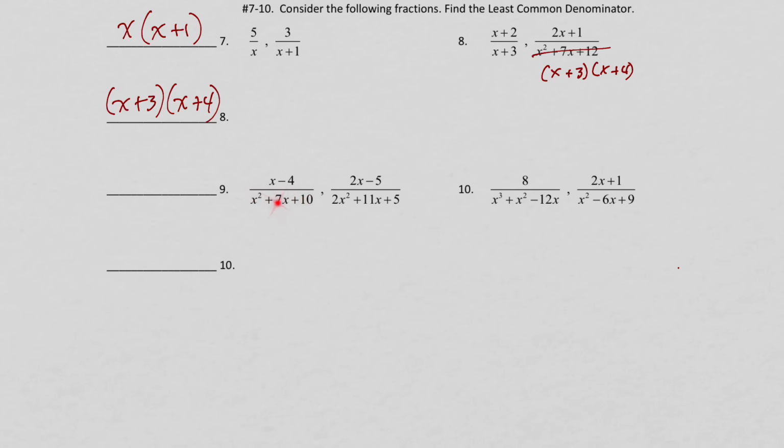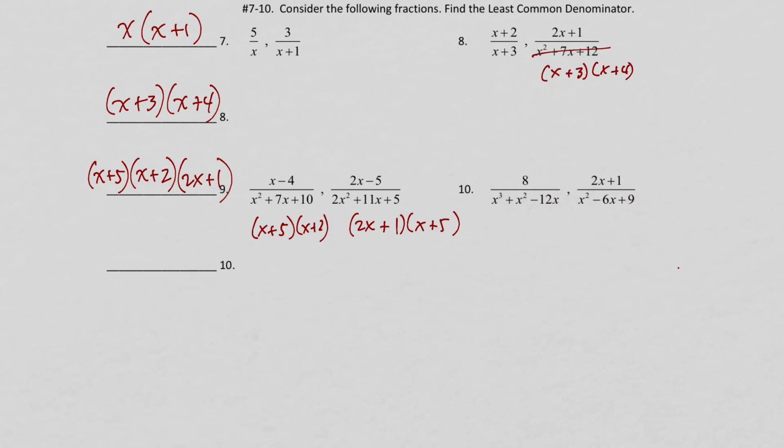So again, I'm going to factor this and this. This factors as x plus 5 and x plus 2. This factors as 2x plus 5 and plus 1, because that gives us a 10 on the outside and a 1 on the inside, making that 11, and the last is 5. So we have 1, 2, 3 different factors all happening at most once. So those will happen once in the denominator. So x plus 5, x plus 2, and 2x plus 1.